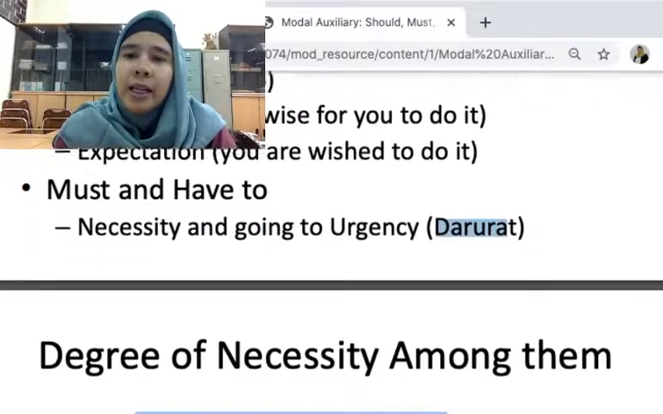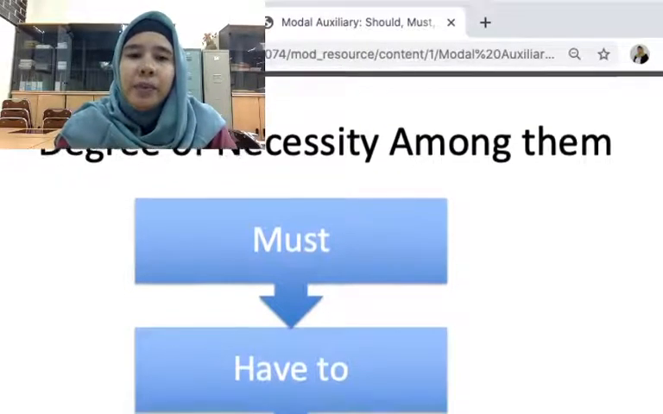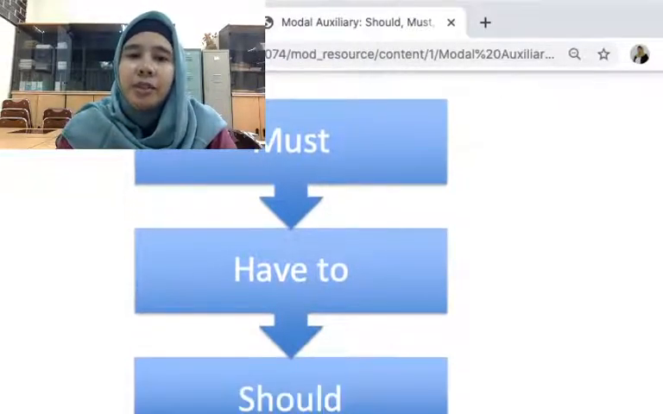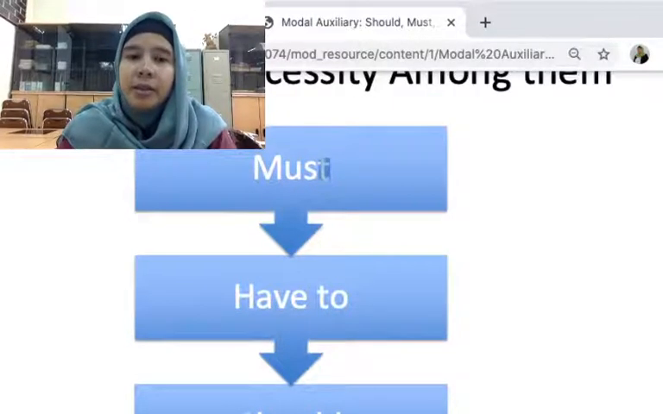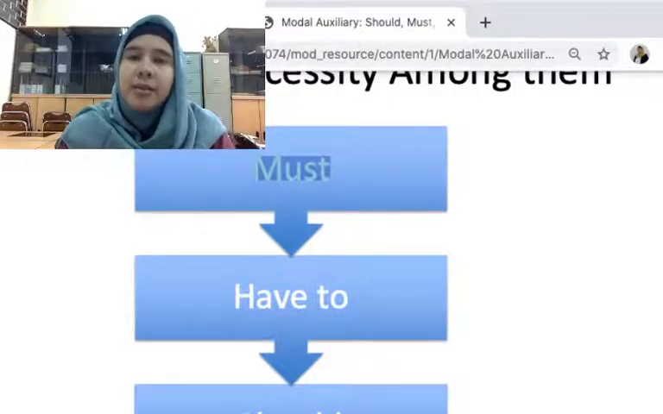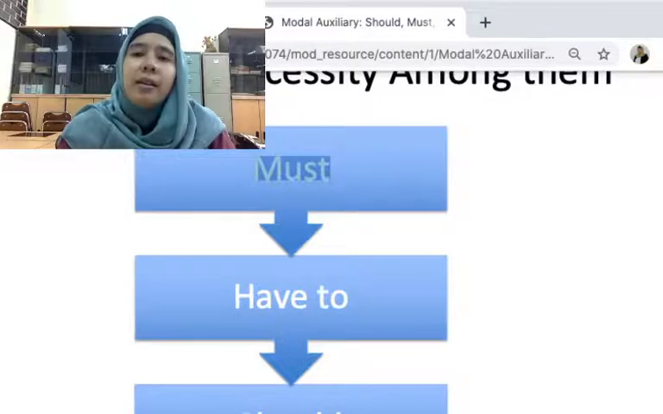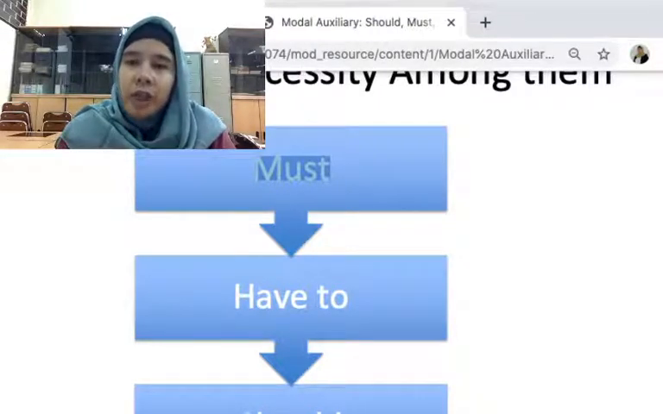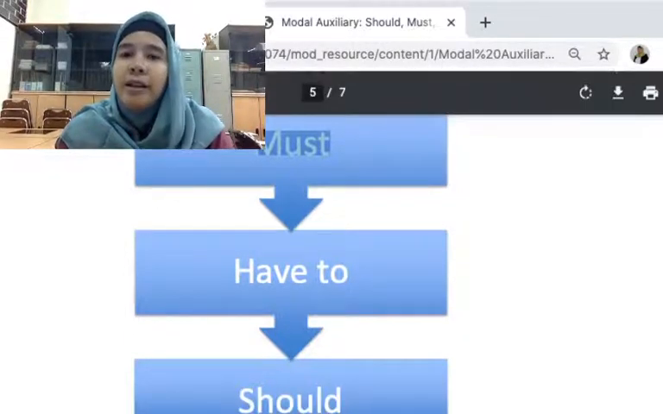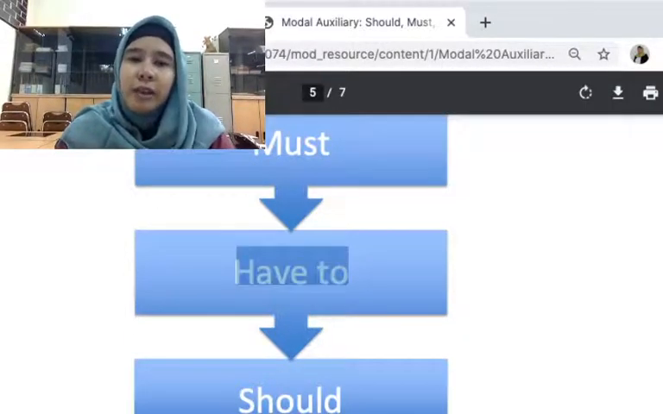And this is the degree of necessity among them. Okay, so as you can see, the first one is must. It means it is very urgent to do something. To do some activity, you might want to use must. And then the medium one is have to, the middle.